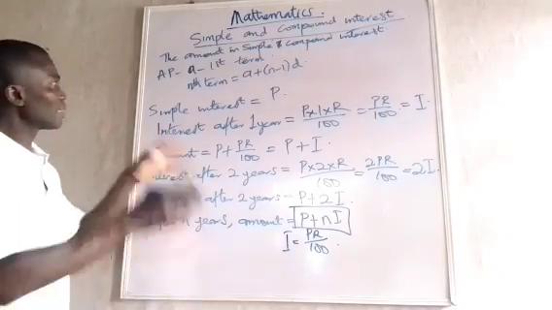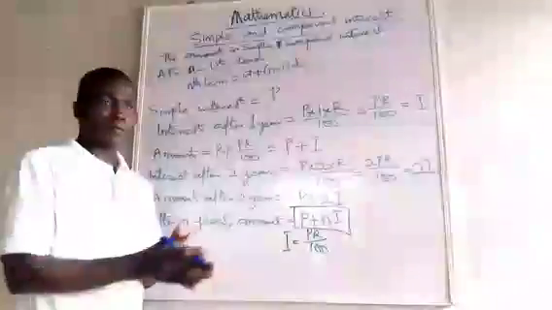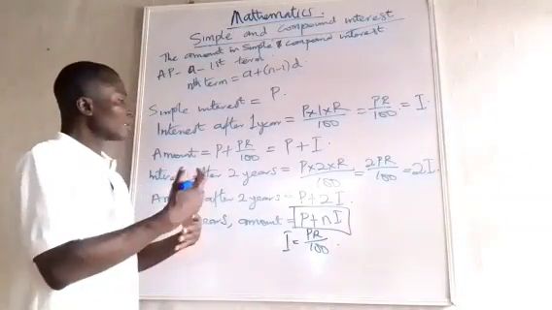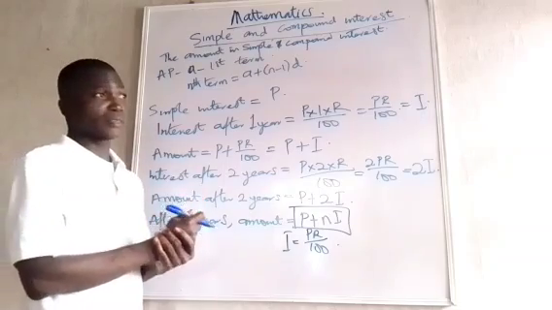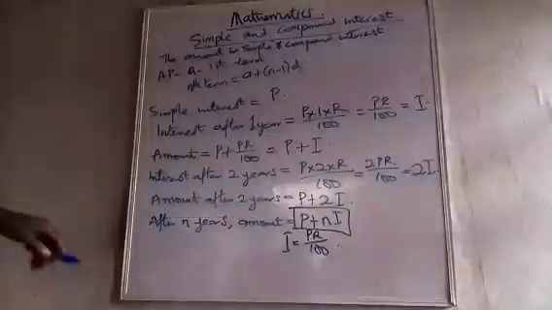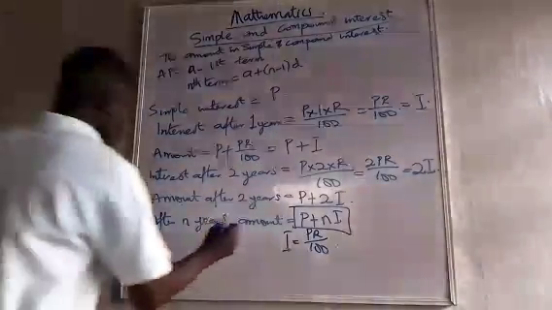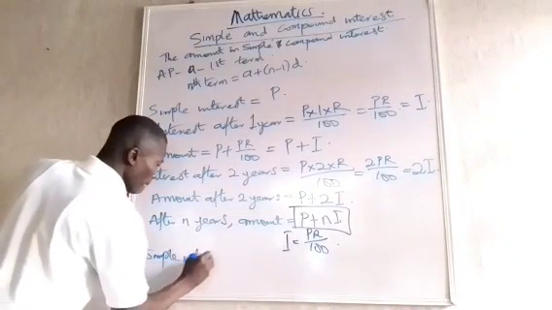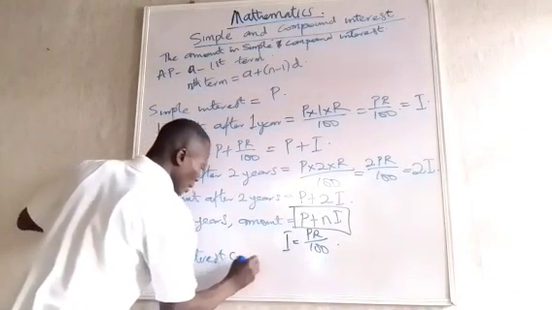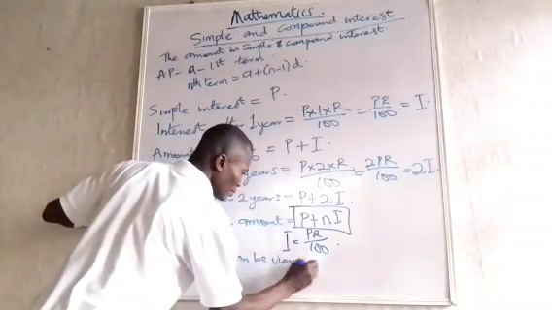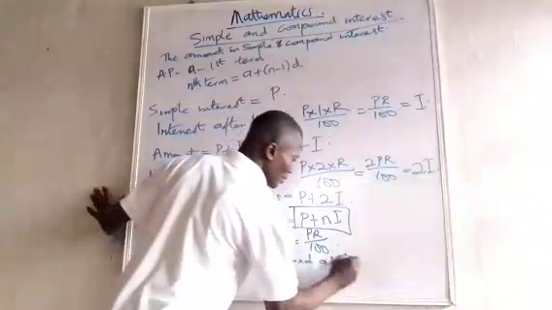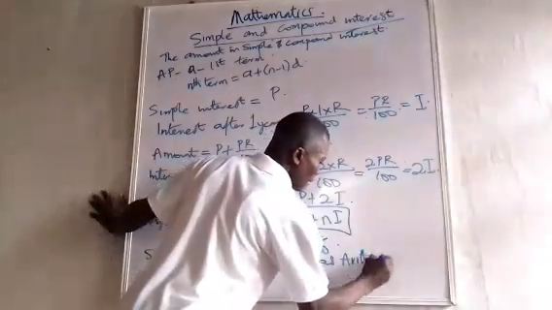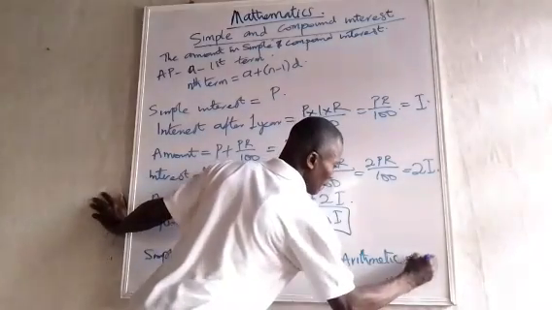Now let's look at compound interest from the perspective of geometry. What do I call it? So let me write it. Simple interest can be viewed as arithmetic progression.